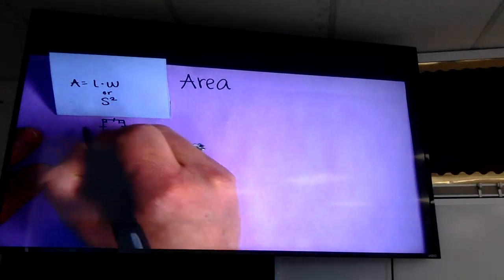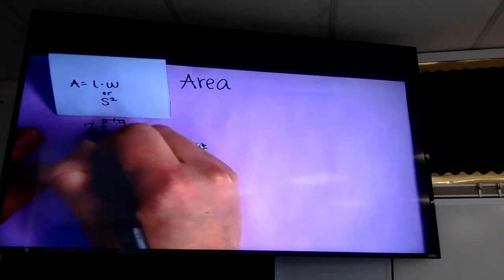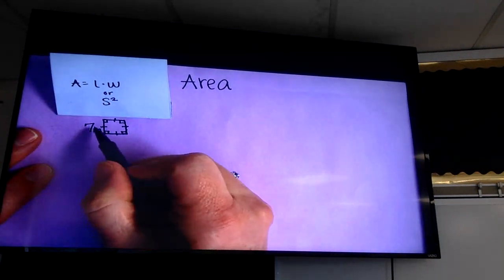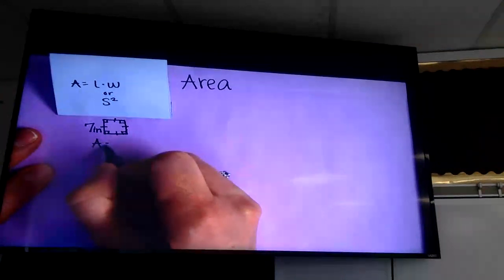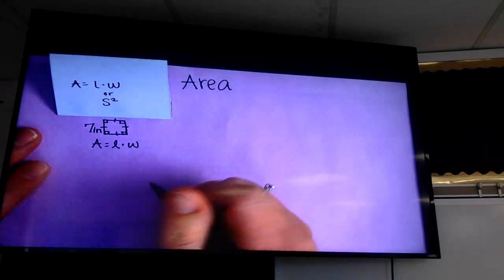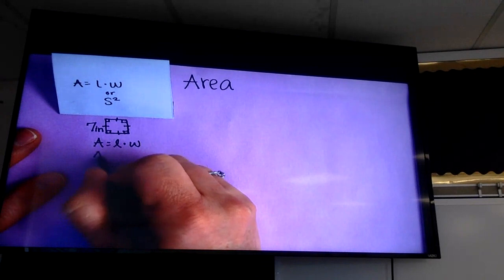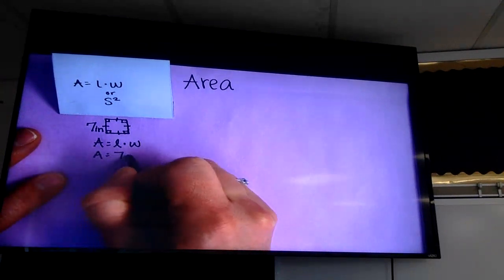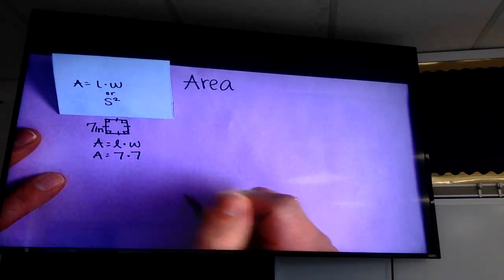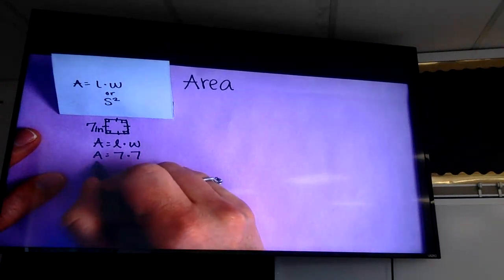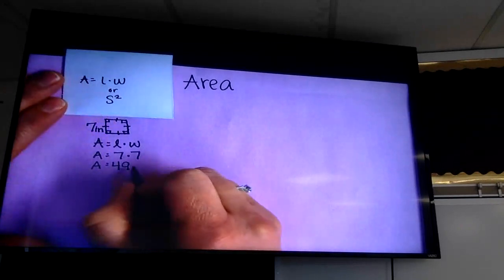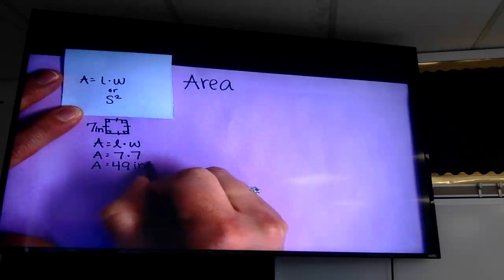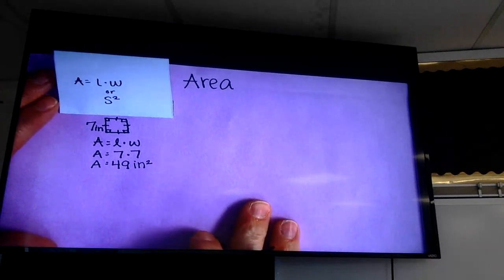And I'm going to say that this side is 7 inches. So that means if this side is 7 inches, so is that side and that side and that side. So I would say area equals length times width. And I always like us to write down the formula because, again, the more you write it, the better you're going to remember it. And then I'm going to substitute in my numbers. So my length and width is the same. So I'm going to say 7 times 7, that's 49. And we're talking about area, so that's inches squared.